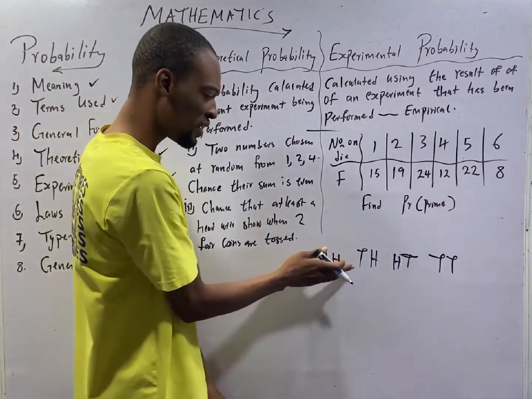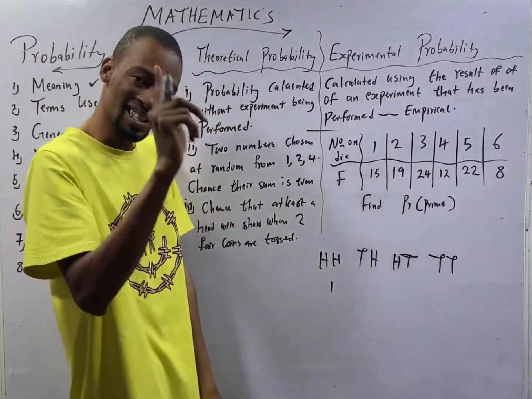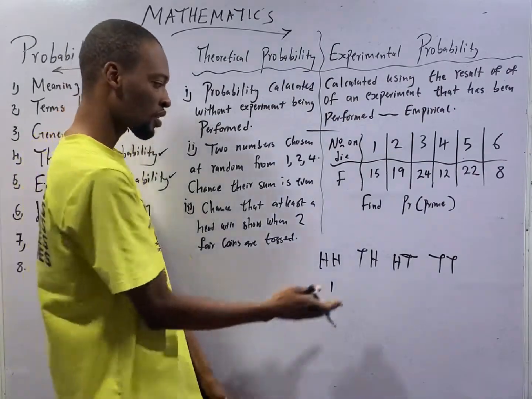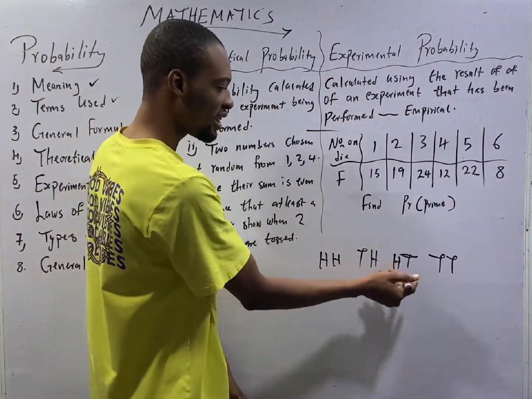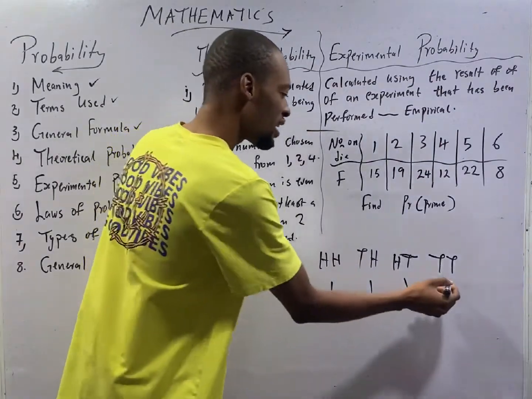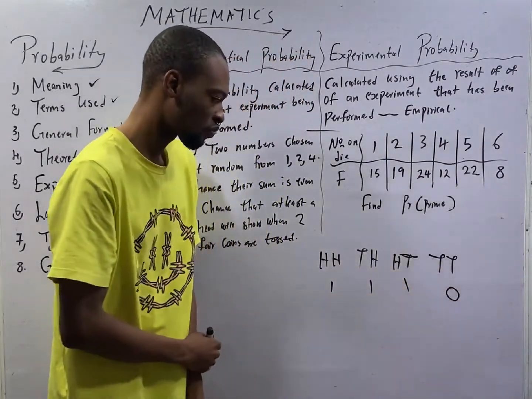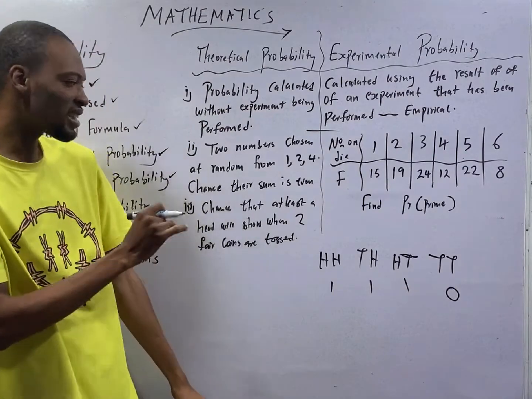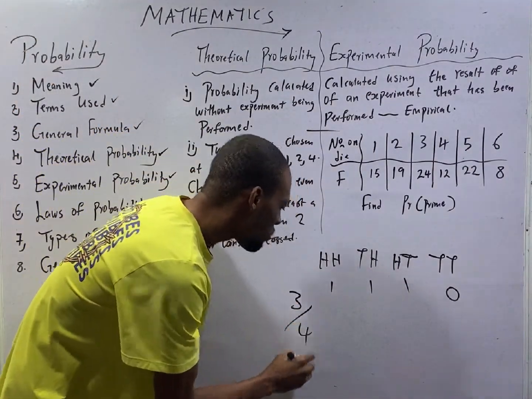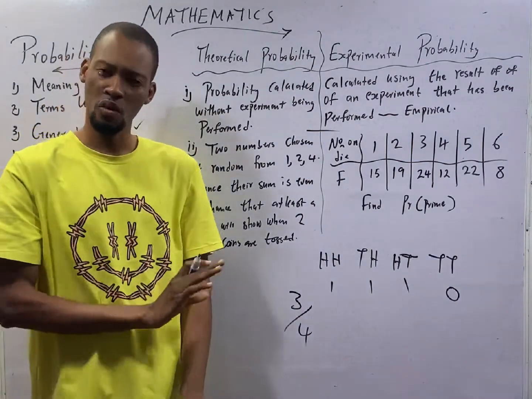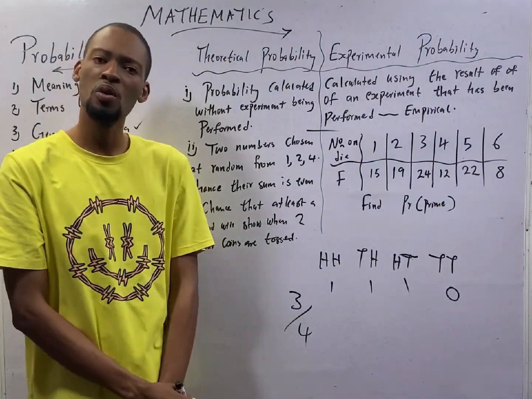Now here we have head and head. Head is showing, at least a head, not two heads. Here and here, you see one head. Here and here, there is a head. But here, there is no head. So the chance that at least a head will show is 3 out of the 4 possible outcomes. That is 3 over 4. This is theoretical probability.